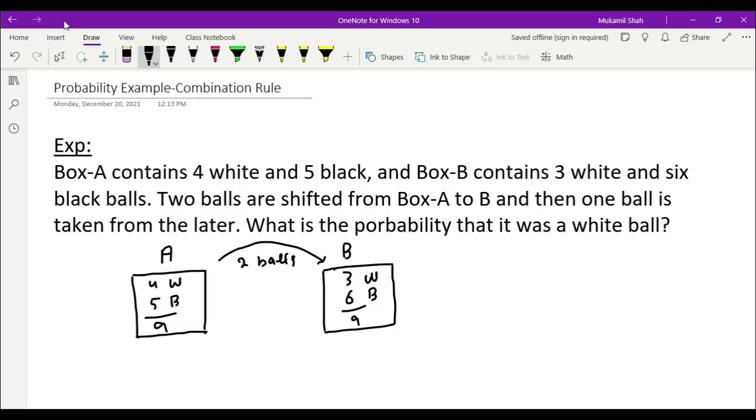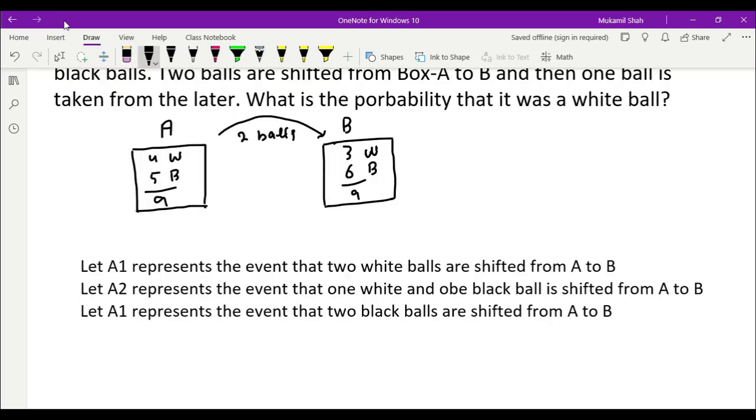So let W be the event which represents a white ball. We need the probability of a white ball, and the 3 possibilities can be presented in the form of 3 events: A1, A2 and A3. Let A1 represent the event that 2 white balls are transferred from A to B. This is possibility 1. Let A2 represent the event that 1 white and 1 black ball is transferred from A to B. This is possibility 2. And let A3 represent the event that the 2 balls shifted to box B are black.